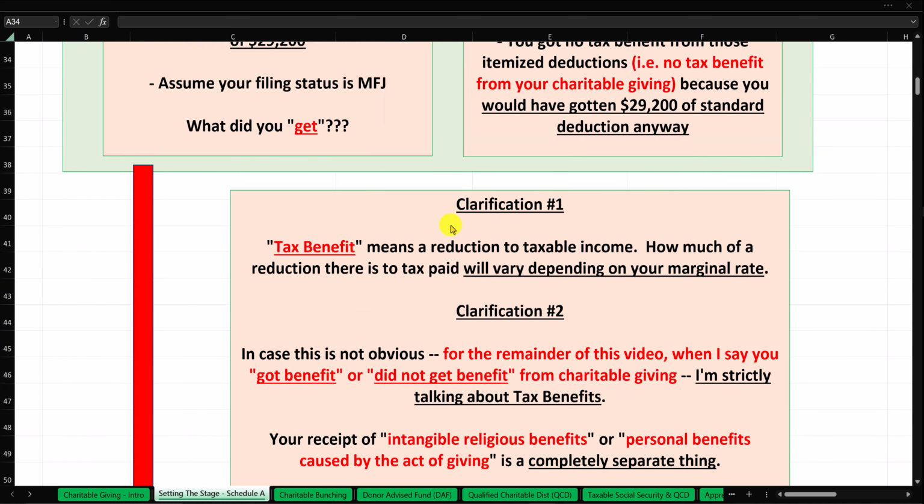Now let's do two quick clarifications before continuing. Clarification number one, when I say a tax benefit, that means a reduction to taxable income across the board. That's going to be the same for everybody. How much of a reduction there is to the tax you actually pay will vary depending on your marginal rate. It'll vary depending on the kinds of income you have, like if you have Social Security, for example.